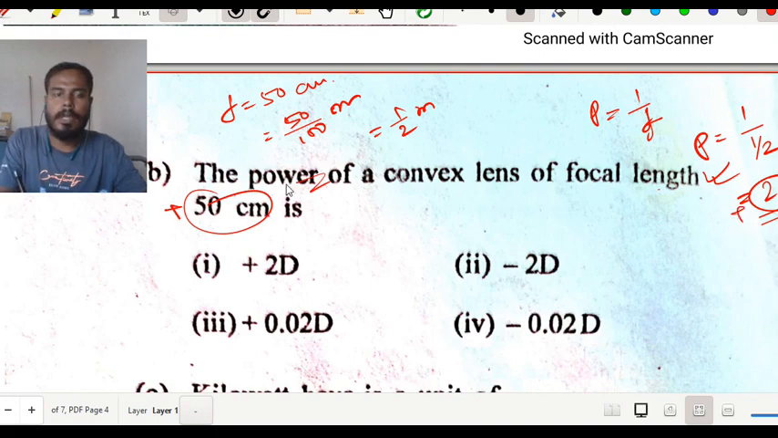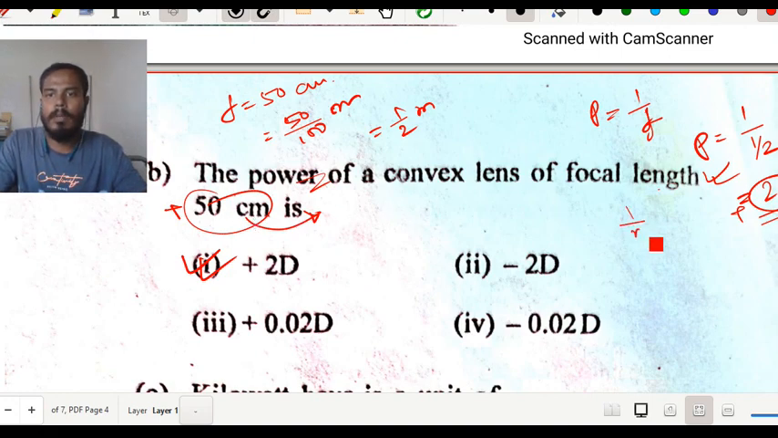Okay. If the focal length is negative, then the power will also be negative. So the correct option is 1. Remember this. When we find the power of a lens, you should not forget that we have to convert the focal length in meter, because we can only find the diopter in meter, in 1 by meter form.